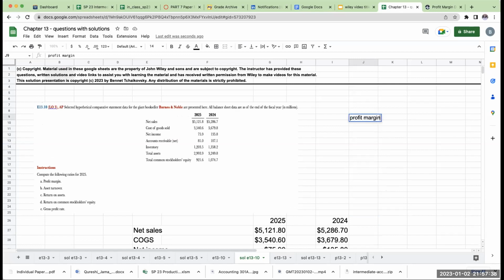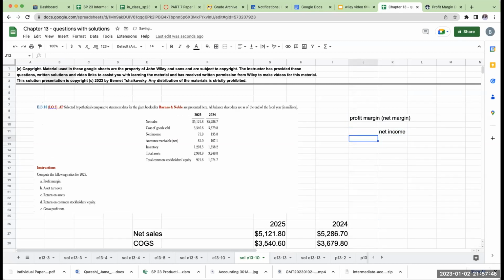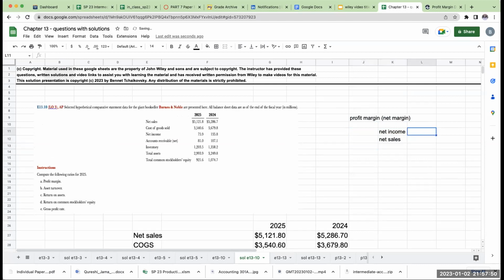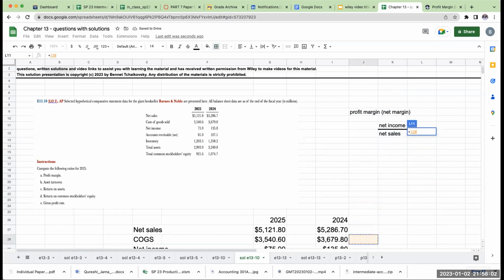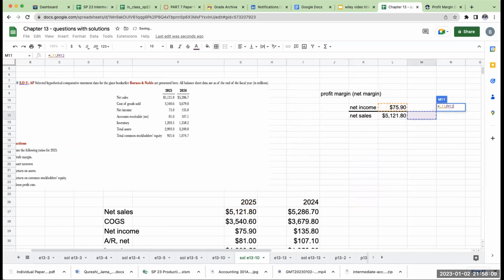The profit margin, or what they're calling, it's really the net margin, is going to be your net income divided by your net sales. So what this would be over here, and we're only doing this for 1 year, my net income is going to be, let's see here, for 2025, my net income is 75.90. I divide this by net sales, and my profit margin is about 1%.